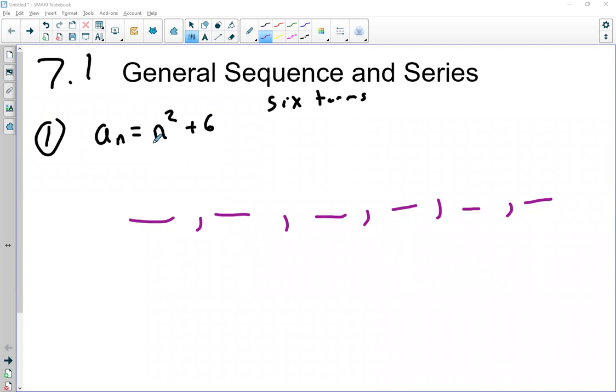Okay. All right, so we're gonna plug in 1, we're gonna plug in 2, we're gonna plug in 3, we're gonna plug in 4, all the way up to 6. So 1 squared plus 6 is 7. 2 squared plus 6 is 10. 3 squared plus 6, 15. Yeah, okay. That's why. So 22, 31. This is 6, so 36 plus 6 is 42. That's fine. But that's basically it.